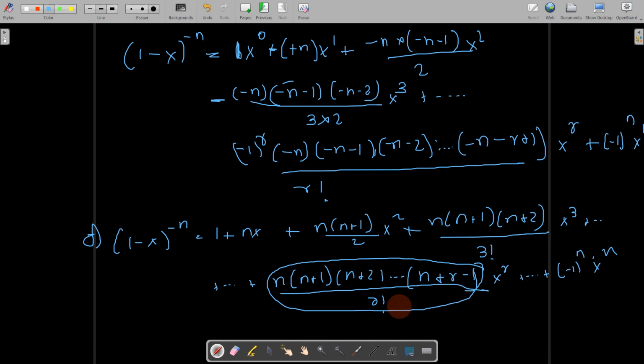You have how many terms over here? The largest number is n plus r minus 1, right? And we are subtracting 1 and reaching n minus 0. From 0, we have r plus 1 terms, right? R plus 1 terms. From 0 to r plus 1 terms. So how many terms are there over here?